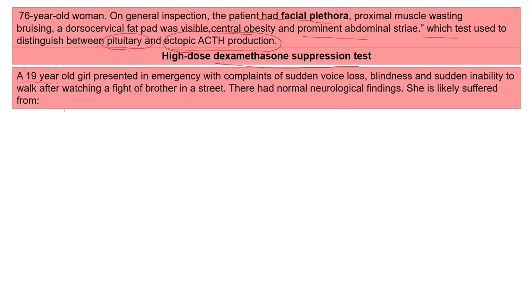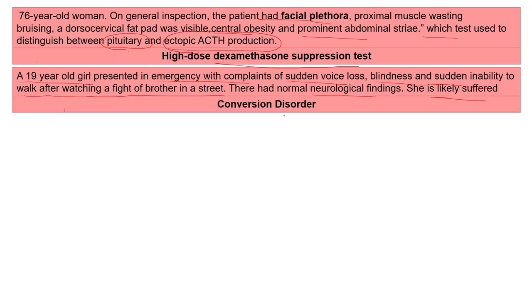A 19-year-old girl presented in emergency with complaints of sudden voice loss, blindness, and sudden inability to walk after watching a fight of her brother in a street. They had normal neurological findings. She is likely suffering from sudden voice loss, blindness, and sudden inability to walk. This is conversion disorder.